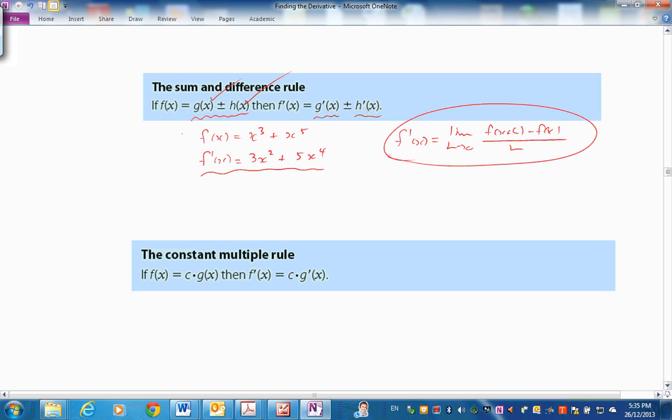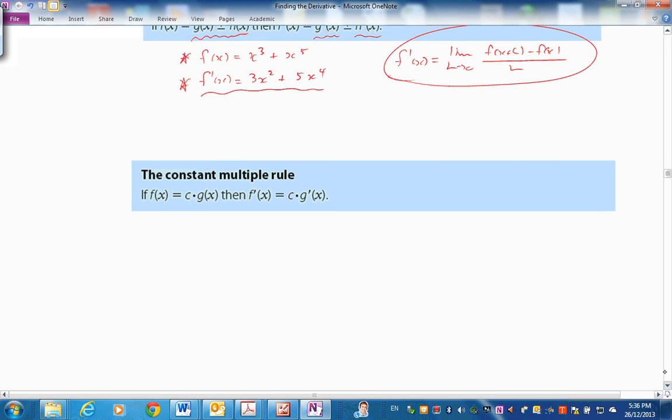Okay, so if you have a function which comprises two functions added, its derivative is the sum of the derivatives of those two functions. Okay, what about the constant multiple rule? If f of x is some constant times g of x, then the derivative of this function is that many lots, the constant times the derivative. And again, we can prove this using the rule. Not within the course.